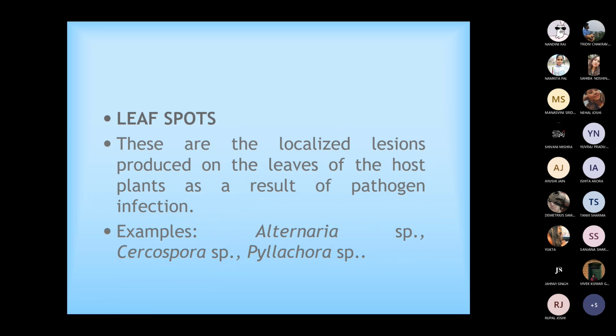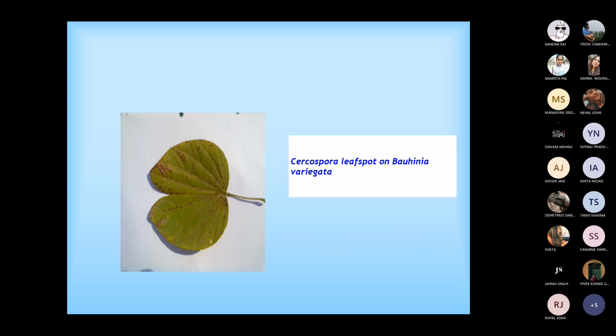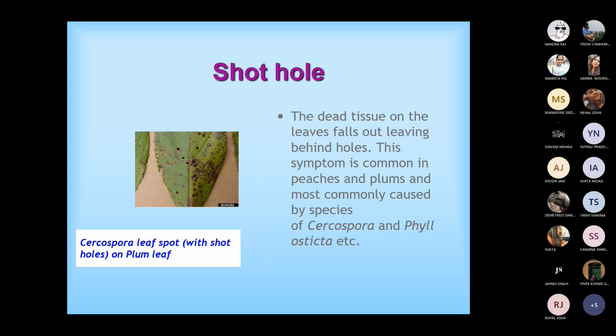Then second, we have leaf spots. Again, these are very common symptoms, or we can say localized lesions which are produced on the leaves of the host plant due to pathogen infections. A number of fungi such as Alternaria, Septoria, Cercospora, and Phyllosticta all cause different types of leaf spots on the plant when they infect. For example, here we have a Cercospora leaf spot in Bauhinia variegata. Bauhinia variegata has this heart-shaped or clubbed kind of leaf. So Cercospora causes a leaf spot symptom in this plant, right?